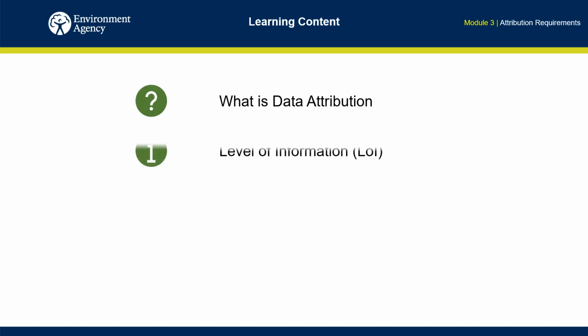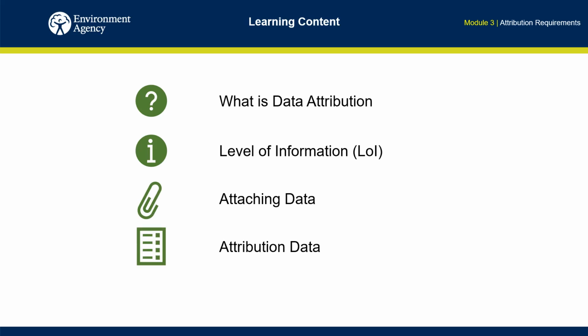This module will explain what data attribution is and why it is needed, level of information of graphical models and how this develops through a project lifecycle, the criteria for attaching data to ensure it can be shared across many software platforms, and what data is required to be included within models.